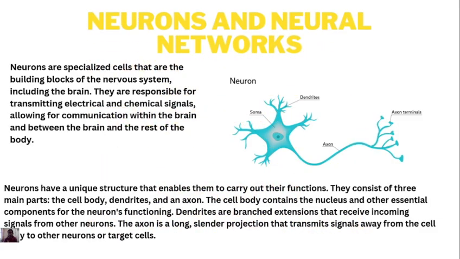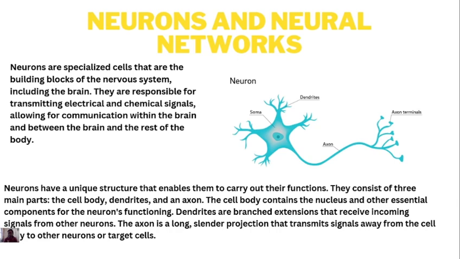Neurons and neural networks. Neurons are specialized cells that are the building blocks of the nervous system, including the brain. They are responsible for transmitting electrical and chemical signals, allowing for communication within the brain and between the brain and the rest of the body. Neurons have a unique structure that enables them to carry out this function. They consist of three main parts: the cell body, dendrites, and an axon.